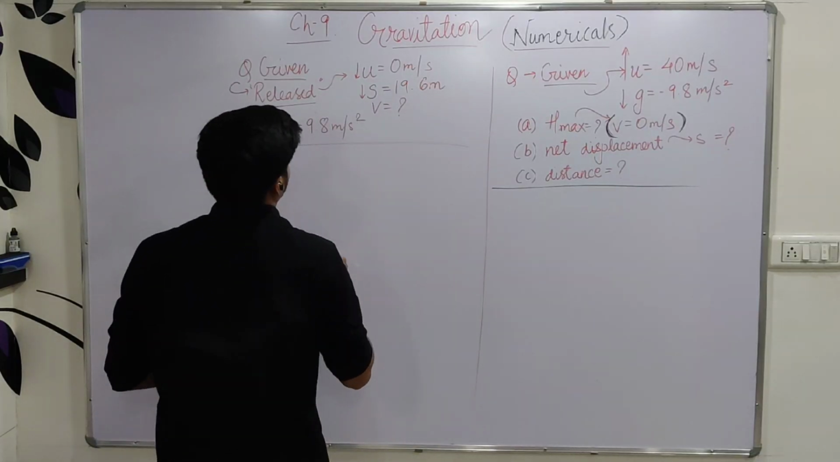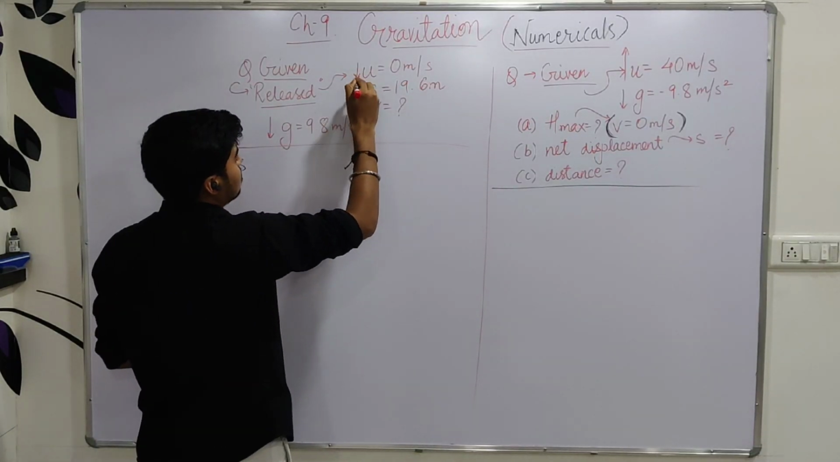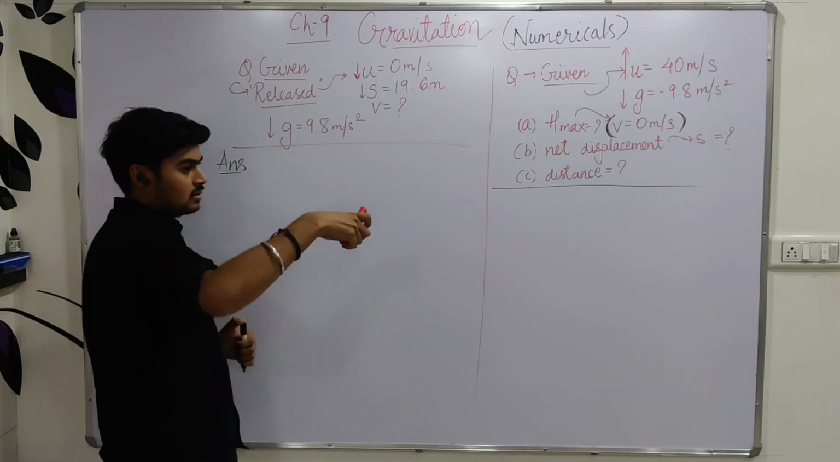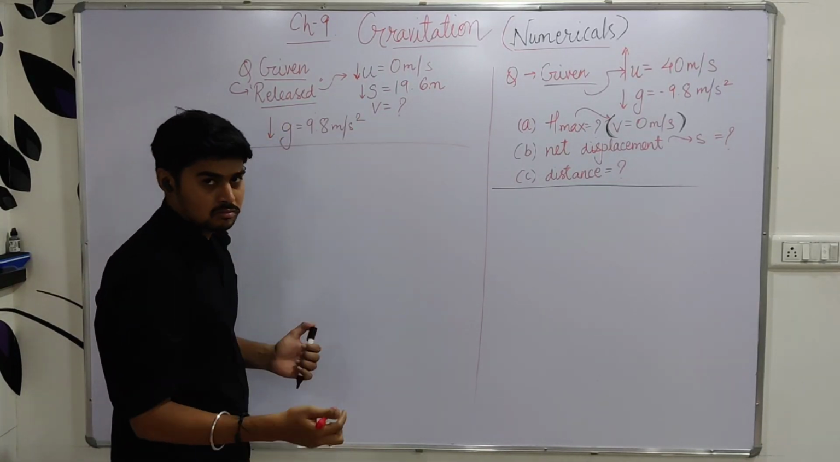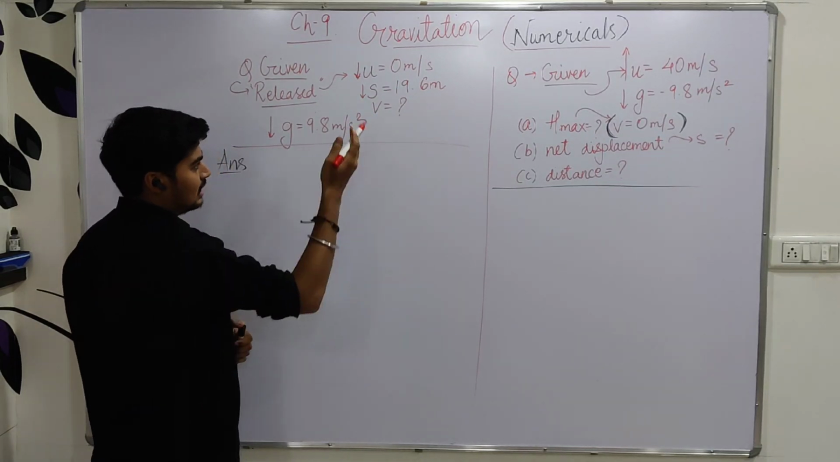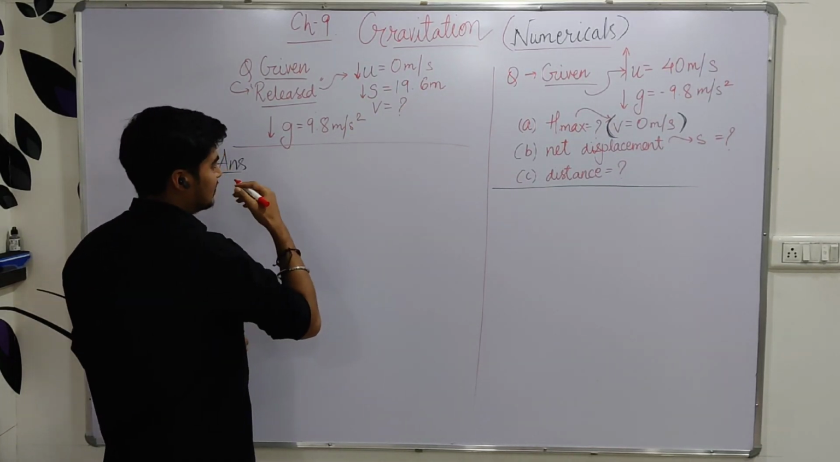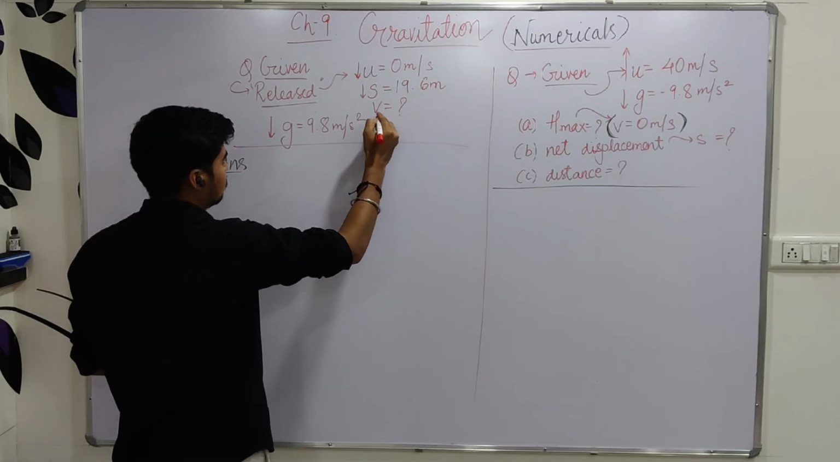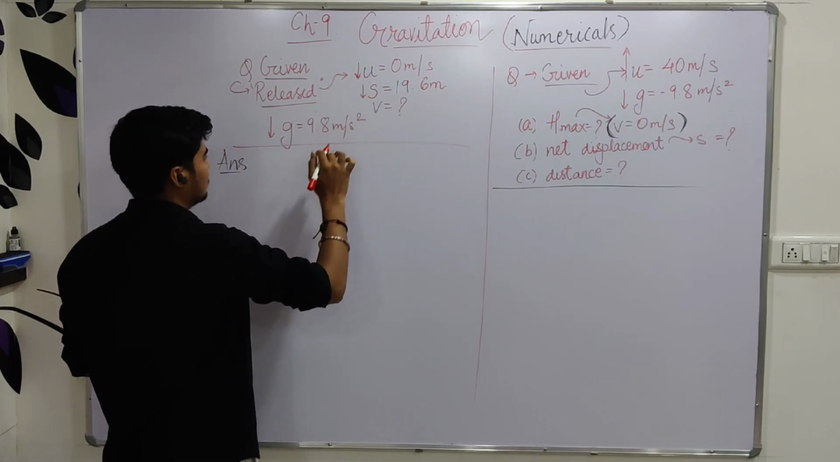So basically, initial velocity in the downward direction is 0 meter per second. As you can see, the word released means there is a free fall, so initial velocity is 0. The displacement, or you can say the height, is given as 16.6 meter, and when it reaches the ground, just before that, what will be its velocity? So we have to calculate the final velocity.